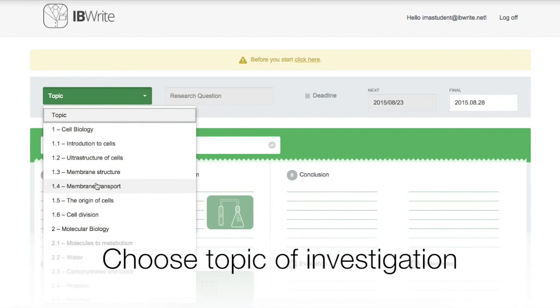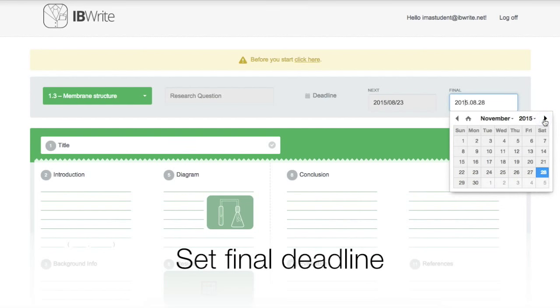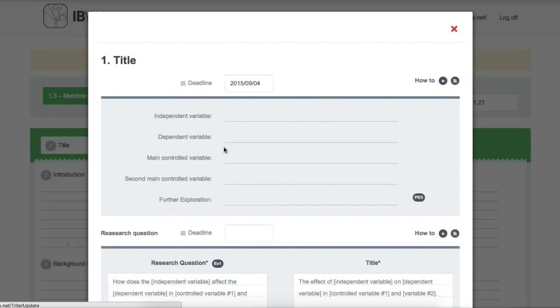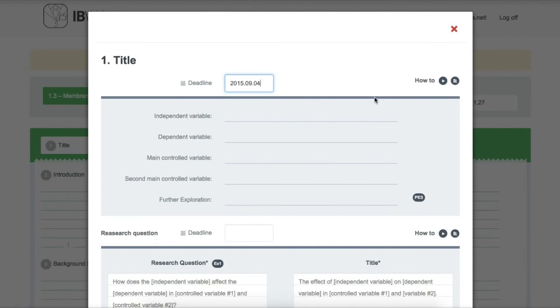Detailed tutorials for teachers and students on how to write the internal assessment are available within the IBWrite platform. Check out this video to see how IBWrite can help you and your students take the biology internal assessment to the next level.